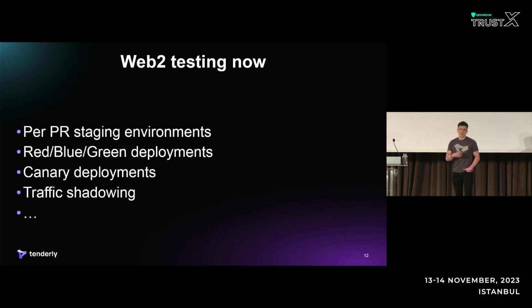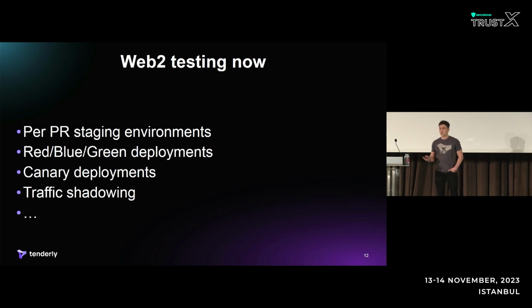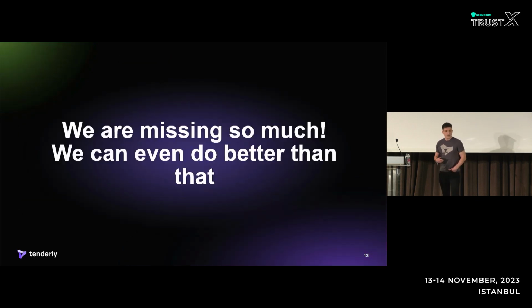And in the Web 2 testing right now, and this is just the beginning of the list, we have per PR staging environments where we can branch out, do something, and then test things out on that branch. We have red-green, blue-green deployments, which are basically ensuring that our production works all the time. We have canary deployments and traffic shadowing, which are essentially allowing us to make sure that we haven't introduced any regression in our code. And so there are so many things. This was just the beginning of the list. So we are missing so much, and we can do even better job at securing things in Web3.